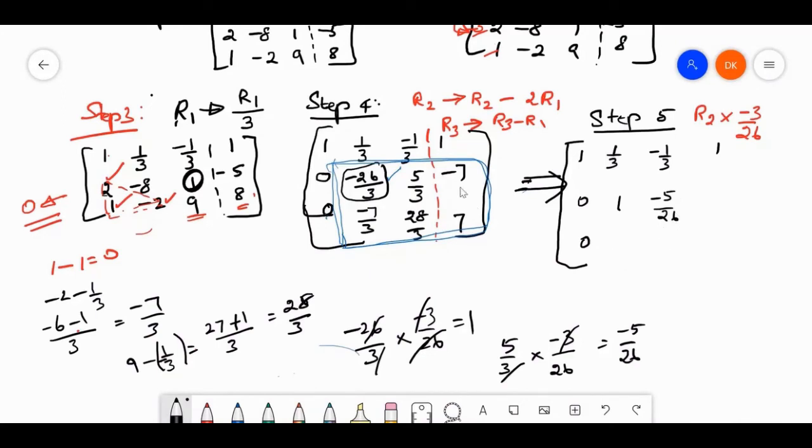Okay, and here also minus 7 into minus 3 divided by 26. So that is equal to minus minus plus, 7 into 3, 21, 21 divided by 26. Okay, so then here 21 divided by 26.